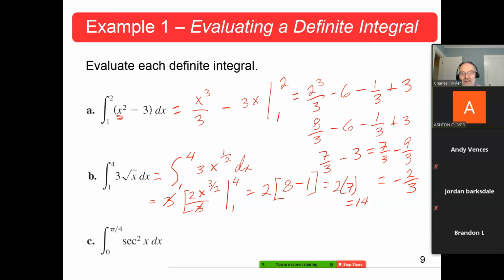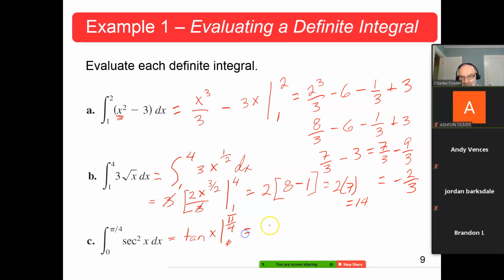Okay. Uh-oh, SpaghettiOs. All right. Here we have this one. Does anyone recall what the antiderivative of secant squared is? Tangent x. Remember, the derivative of tangent is secant squared, so the antiderivative of secant squared is tangent. Go back and review your trig derivatives and antiderivatives. Okay, and that tangent x is evaluated from 0 to pi fourths.